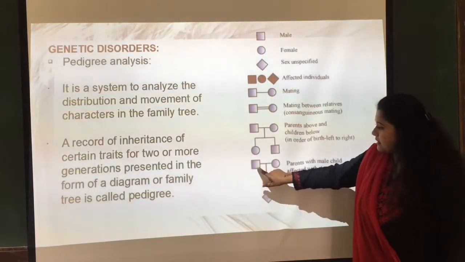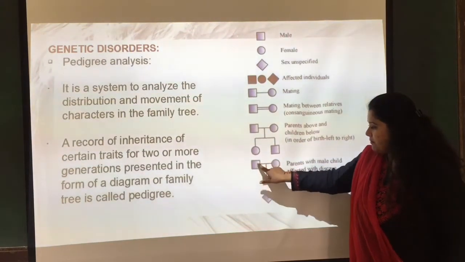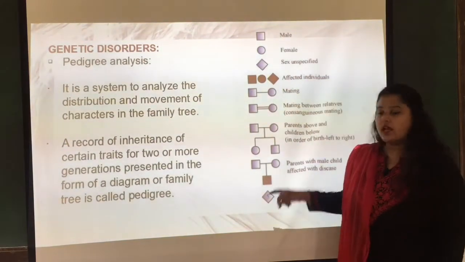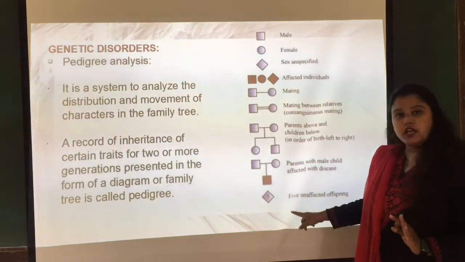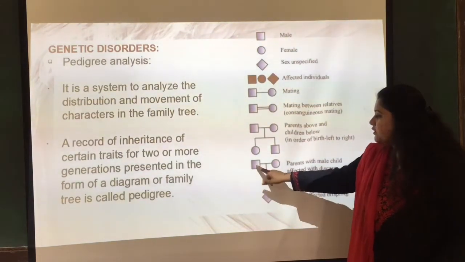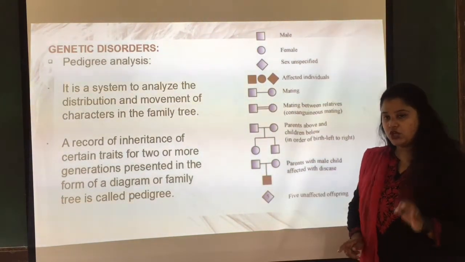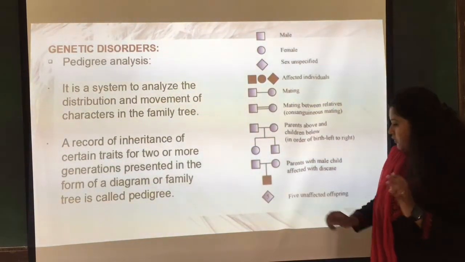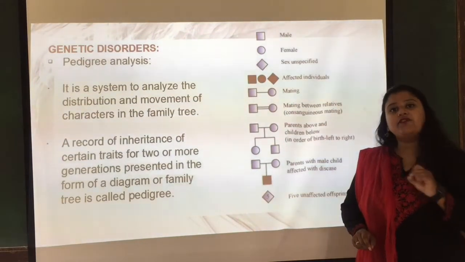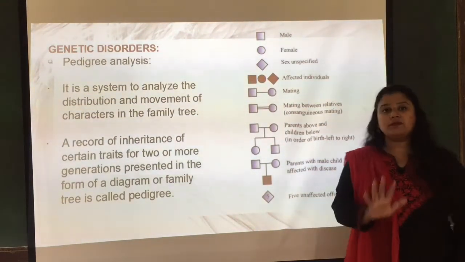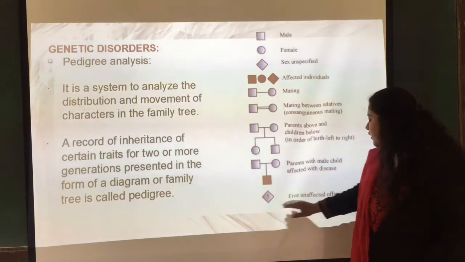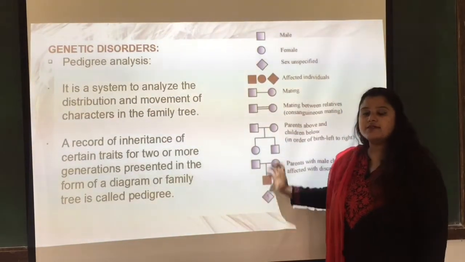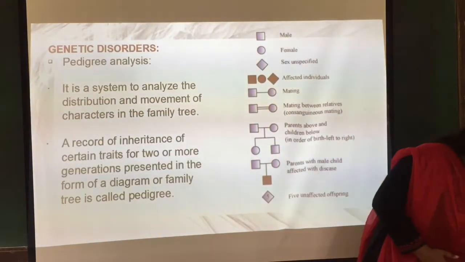The next is depicting the male, female, the mating, and they are giving rise to an affected child. As it is a square, it is male. So this is an affected male. These are the parents, this is the child, so they are giving rise to an affected male child. And the last is a diamond shape in which it has been written 5. That means the 5 offspring which are formed are unaffected. So these are all the symbols which are used for a particular character.